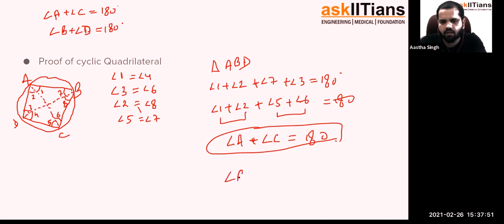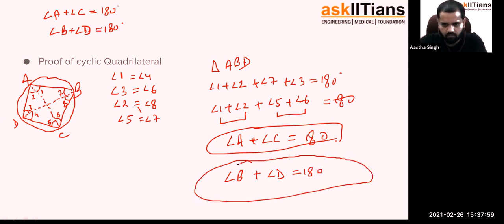Similarly, you can easily prove that angle B plus angle D is equal to 180 degrees if you take out the triangle BCD. I think the point is clear. The proof is not that important, but the result to keep in mind is very much important. And the use of it, how we use it, so let us do some questions.